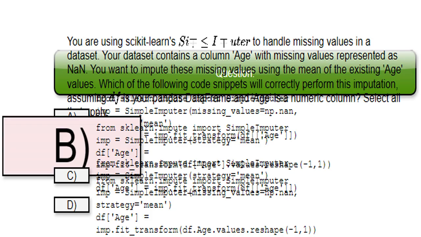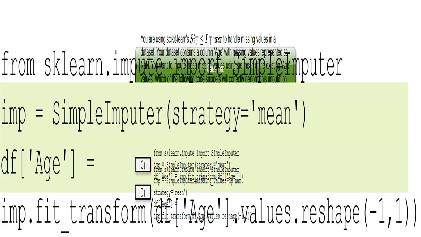Here is yet another way to accomplish the same task. I set the strategy to mean, but I don't explicitly define missing_values. Because it's not defined, the SimpleImputer will use the default missing value, which is np.nan. The input data, df[['age']], is a pandas data frame which is already a 2D array, so no explicit reshaping is necessary. This is similar to lines 4 and 6. This is the second line of code of option C.